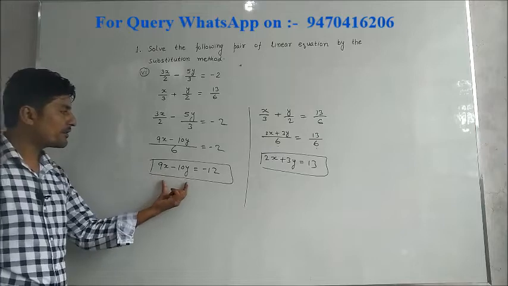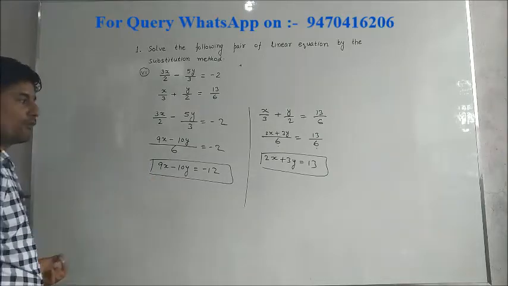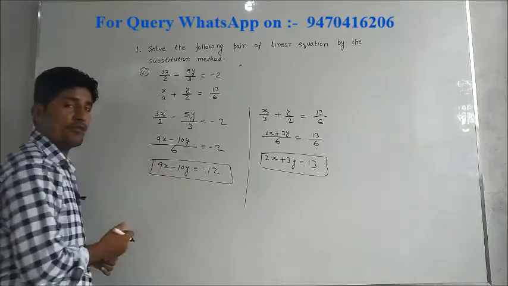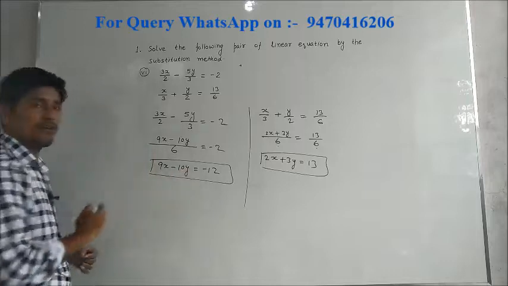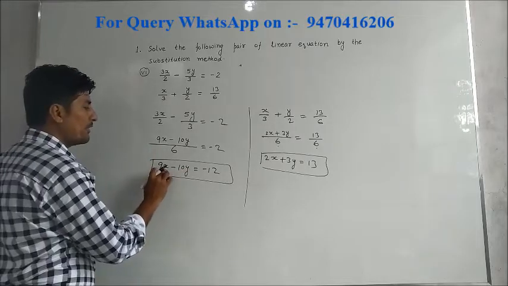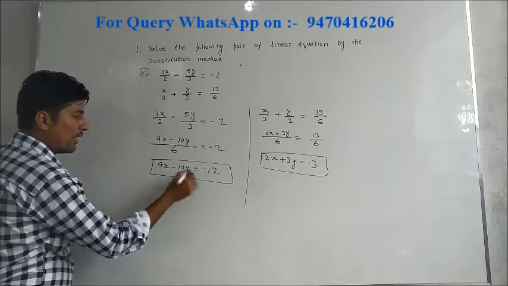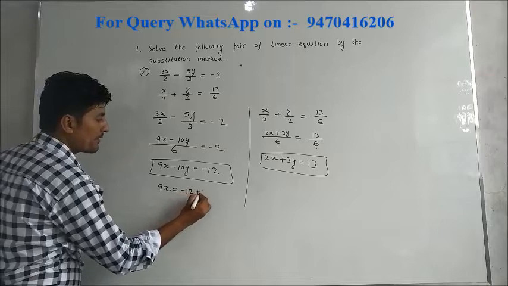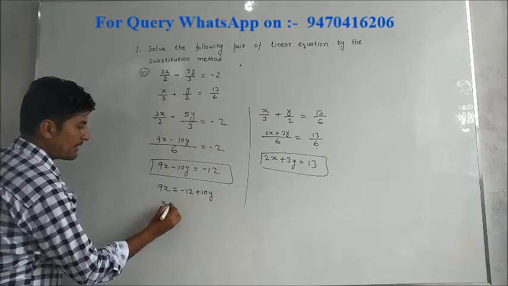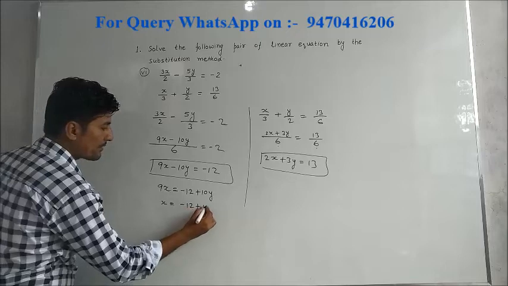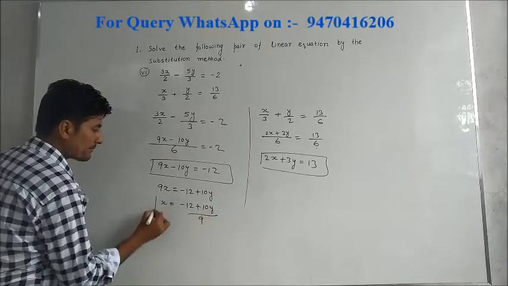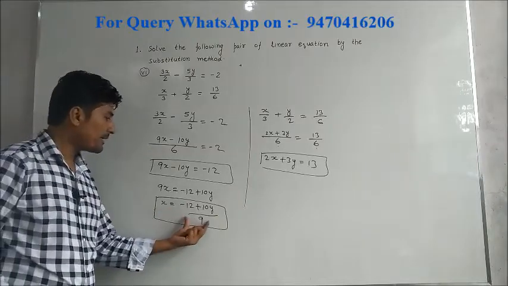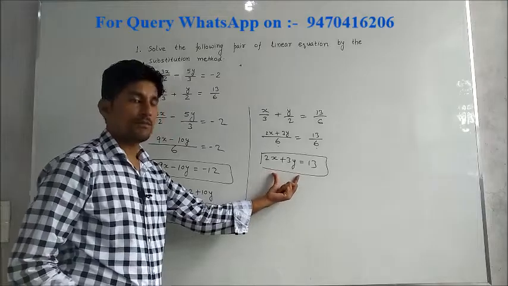Now, from the very first equation, we have to find the value of x in terms of y. Either we can find the value of x in terms of y, or we can find the value of y in terms of x. Right now I'm going to find the value of x in terms of y. After solving this, 9x equals minus 12 plus 10y, or x equals (minus 12 plus 10y) upon 9. This is the value of x in terms of y. This value of x we have to put in the second equation.